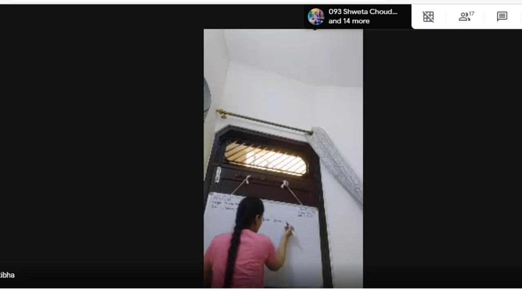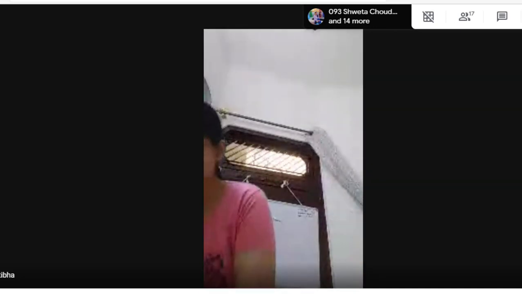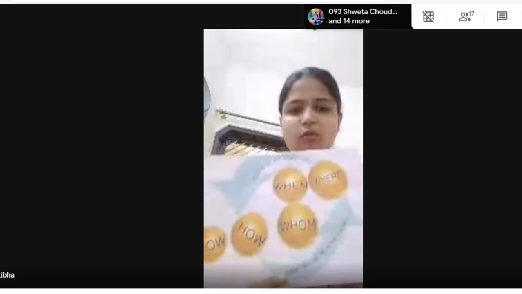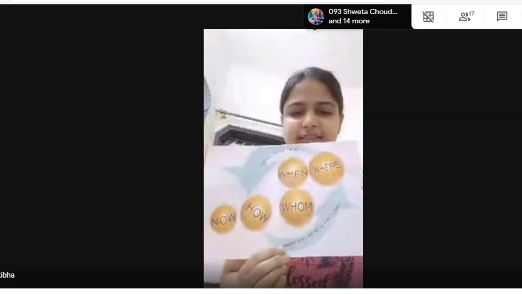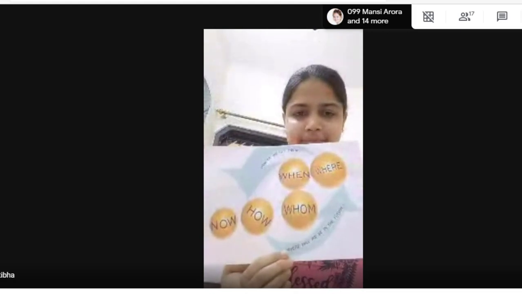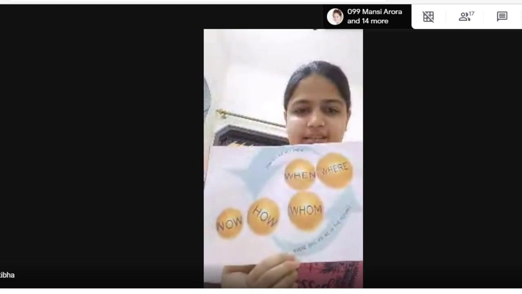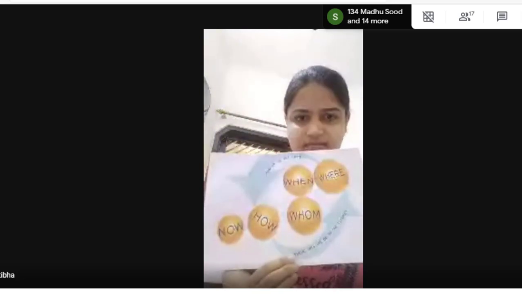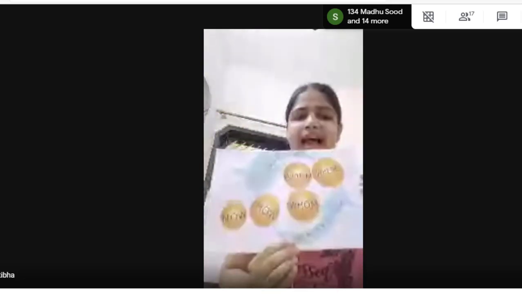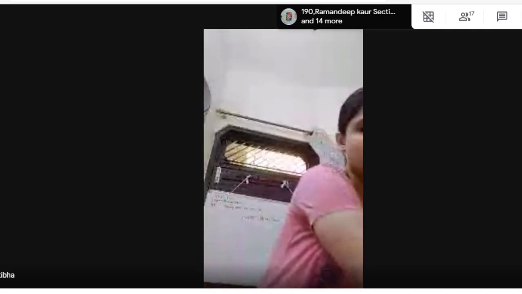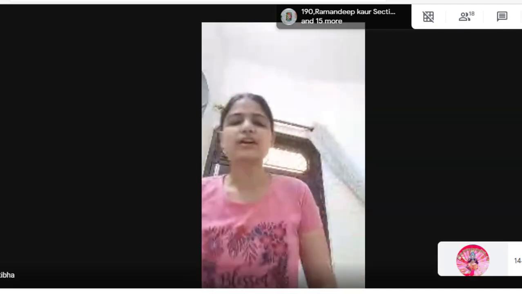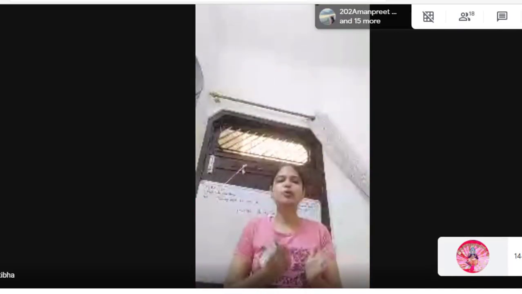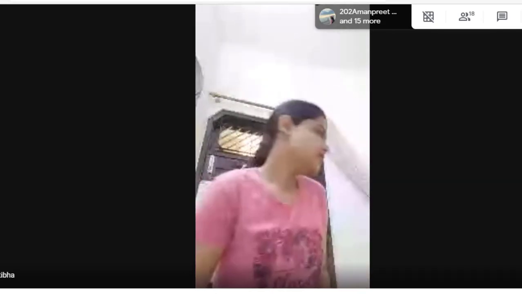Students, look at this. What is written on the flashcard? Yes, students. When, where, whom, how, now. Yes, very good. Planning is deciding in advance what to do, where to do, how to do, and who will do a particular task. Next, move further to the importance of planning.